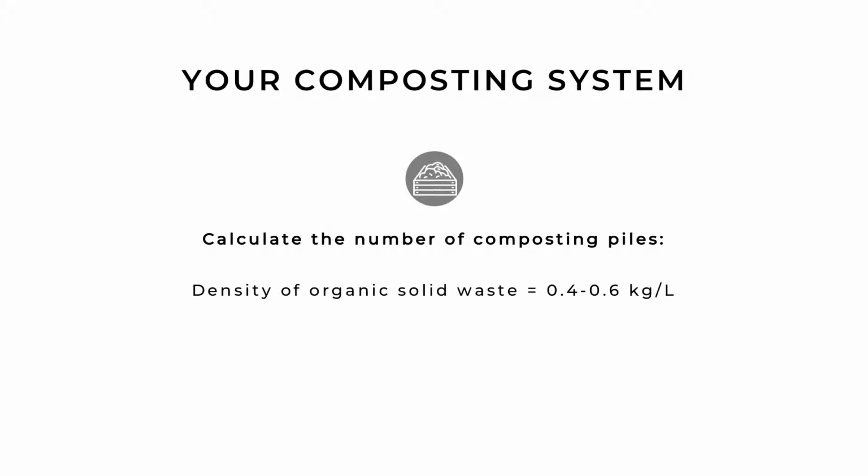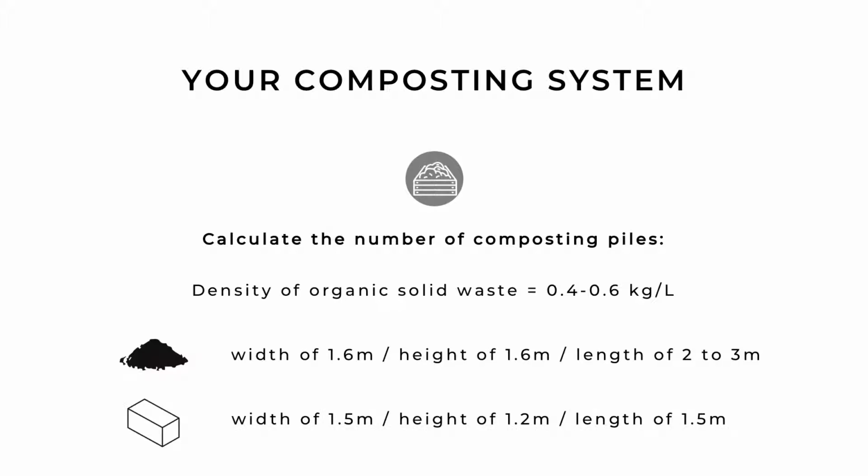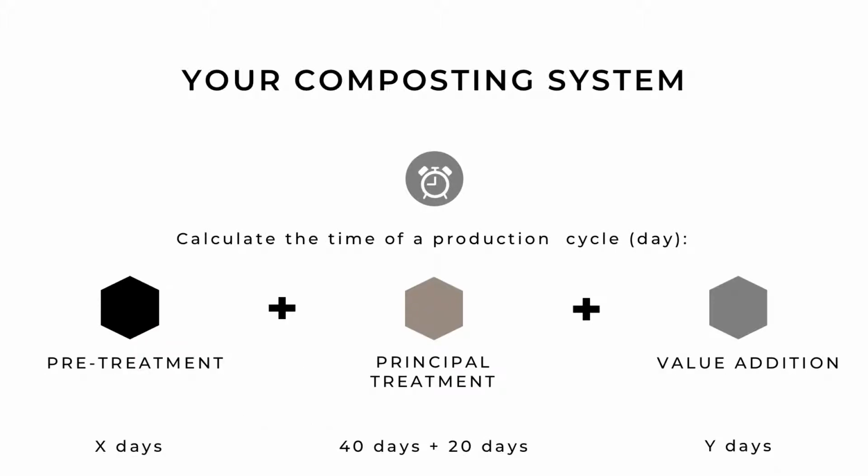Assuming the density of the organic solid waste as 0.4 to 0.6 kilograms per liter, you should be able to calculate the number of piles or boxes you need to start each day. You can also estimate the time of a production cycle, which includes the time it takes to prepare compost from the moment the solid waste arrives until it is ready to sell. Here, you will need to make some assumptions, for instance, how long it will take to sort the waste and prepare the pile. This will give you the time of a production cycle.